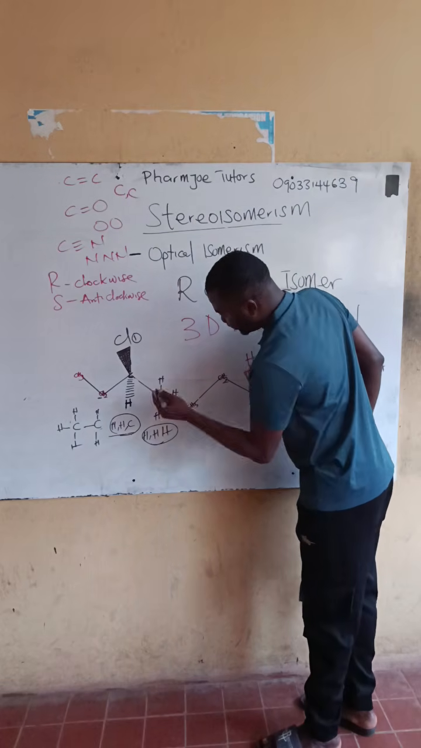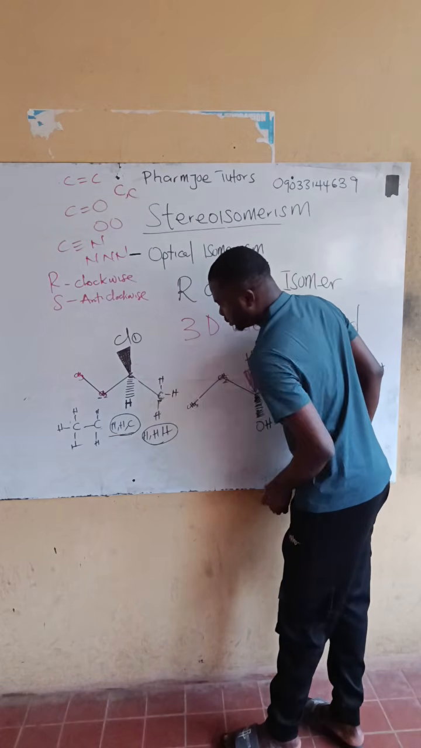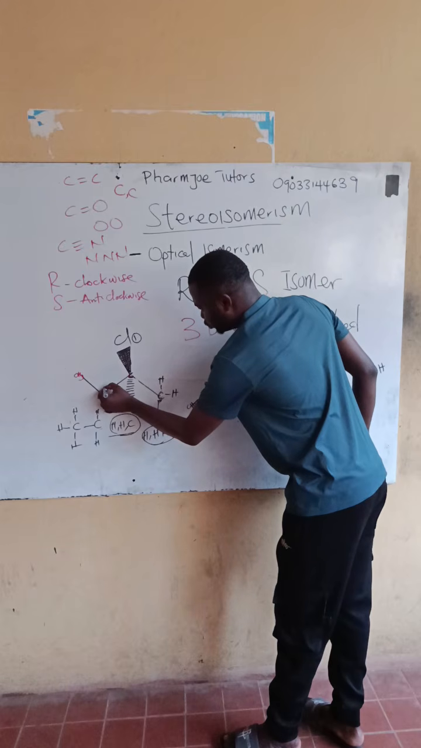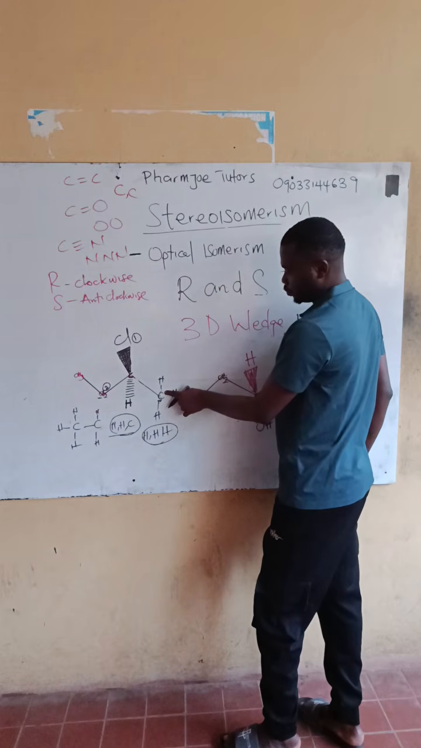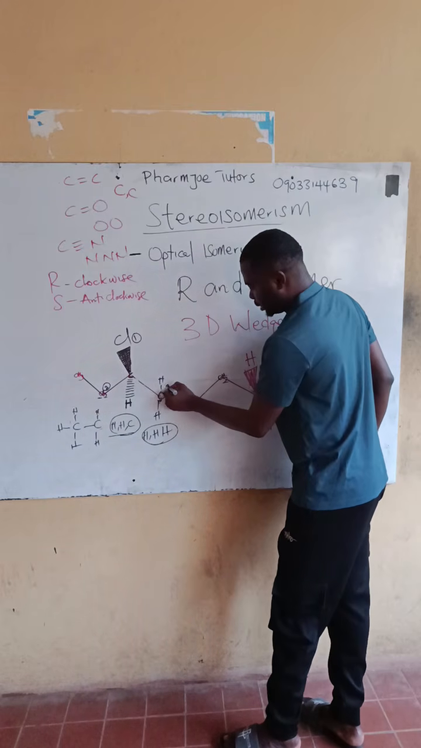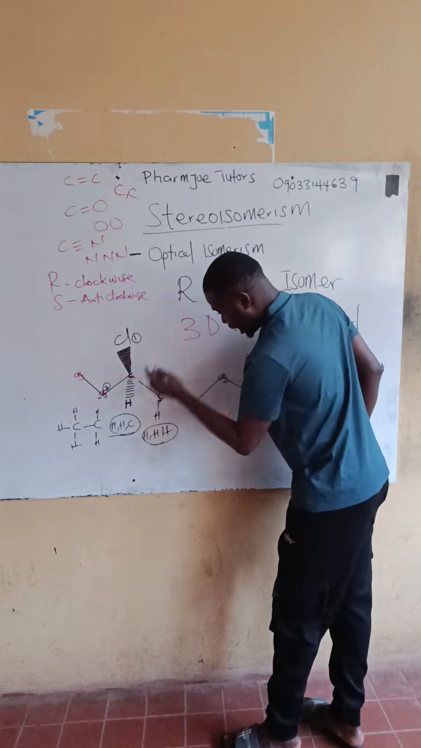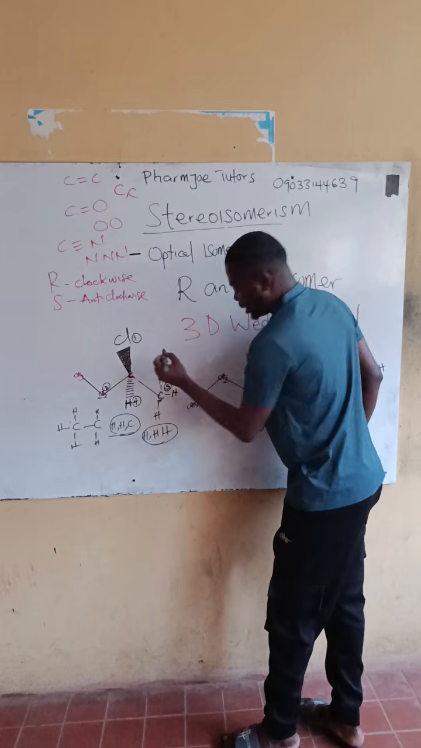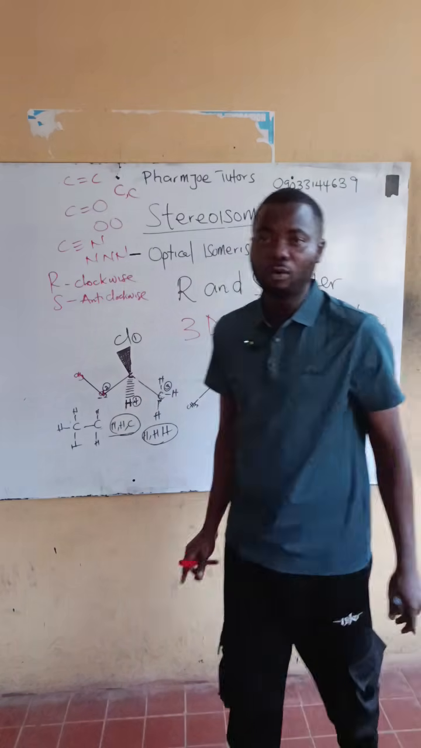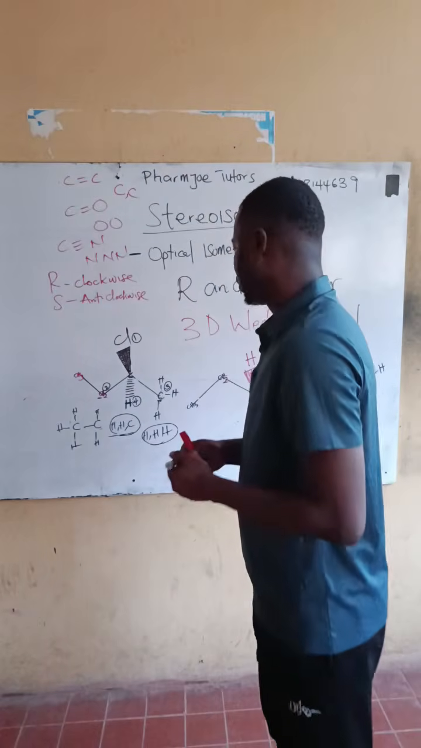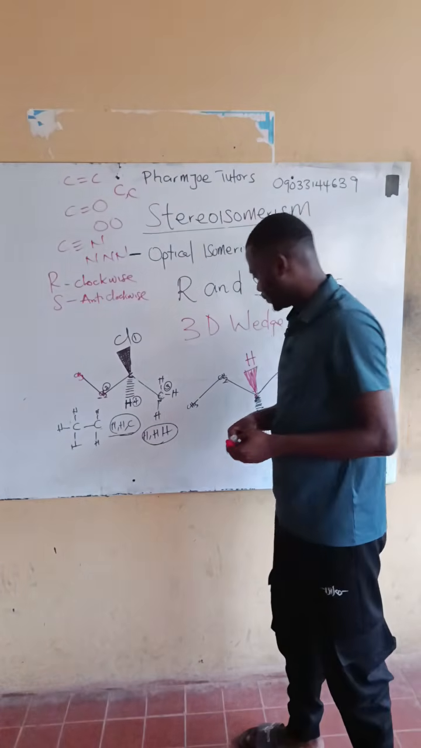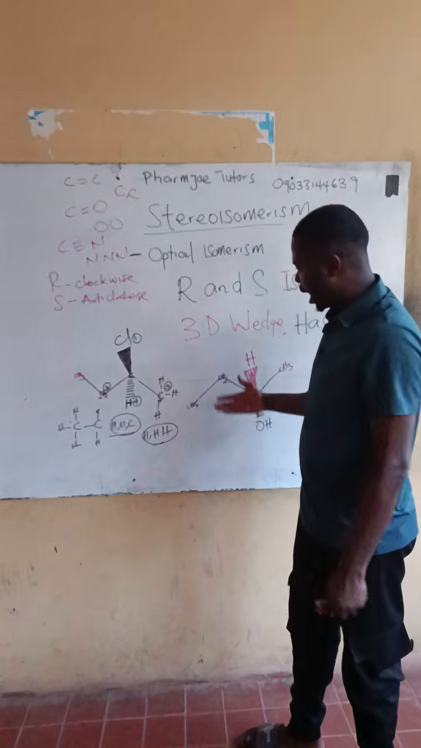So meaning that this is number 1, this place will be number 2, then this one will be what, everybody? Number 3. Then hydrogen will be number 4. Now you can see that the least priority, which is number 4, is already on the hash. Because it's already on the hash, it's making sense very well. So how then do we count?